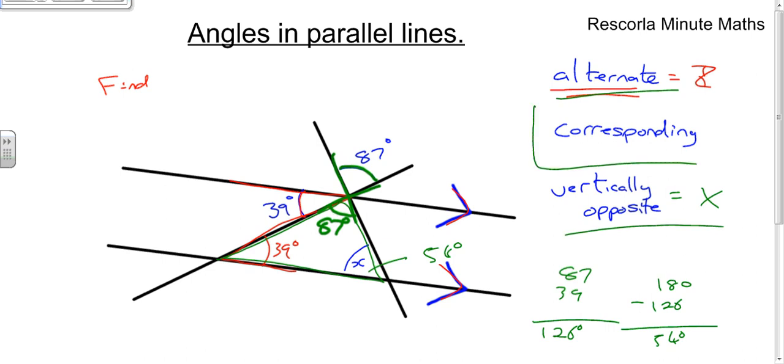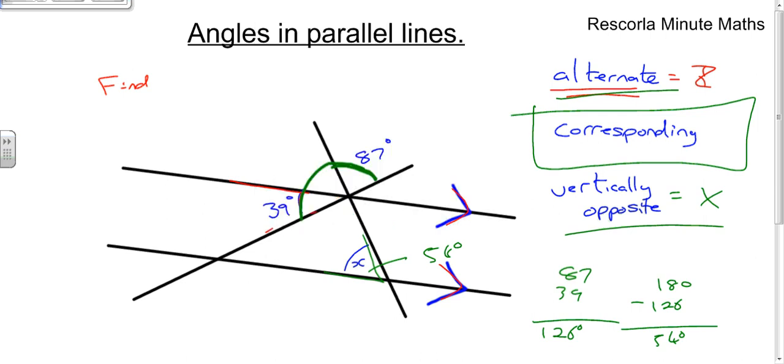Notice I've also written down here corresponding. Sometimes you'll get something which has got corresponding angles. So if we take the same question again, we've got 87 degrees up there, we've got 39 degrees there. Another way of approaching this question is we've got a straight line there. Now, angles on a straight line add up to 180. So 39 and 87, as we said a second ago, is 126. So therefore, this one here must be 180 take away these two angles, which add up to 126. And that comes to 54 degrees. So therefore, this angle here is 54 degrees.